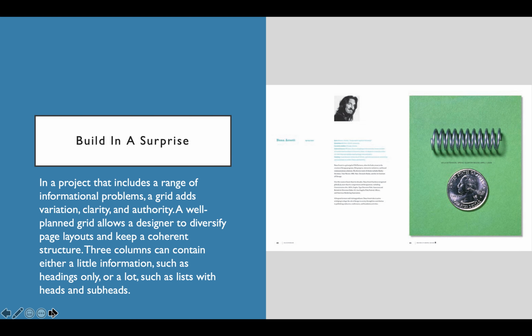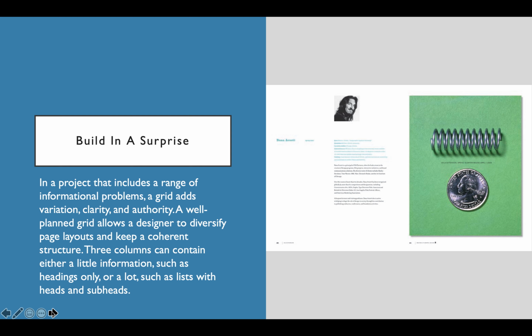So then when we're going to another page, we can play with the elements a bit. We've got a lot of information in this particular example. A grid's going to add clarity and authority, but the variations are what make it interesting. So if we've got a really good grid, you can diversify your page layouts. You can decide, all right, I'm going for this kind of look on this page because this is the information I need to talk about. And it's coherent throughout the whole piece.